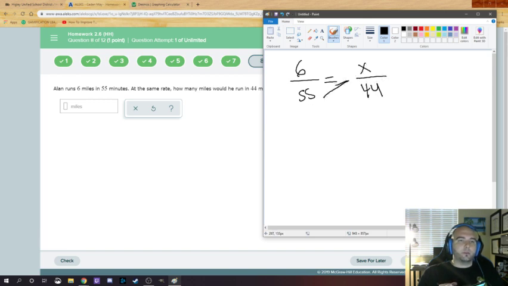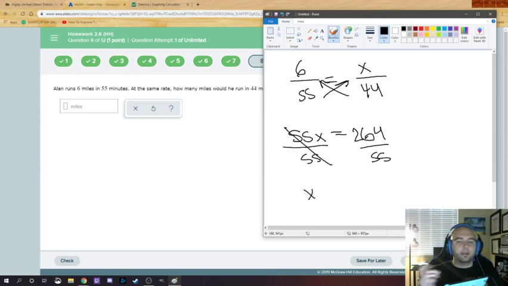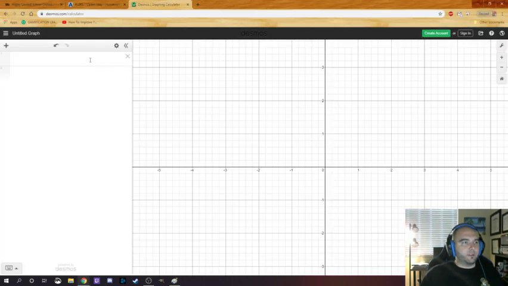Then you solve it. So you cross multiply. 55x is one of them. 44 times 6. 264. Sure it is. It is if you want it to be. Divide by 55 on both sides. That I cannot say. It is probably a decimal though. So 264 over 55.